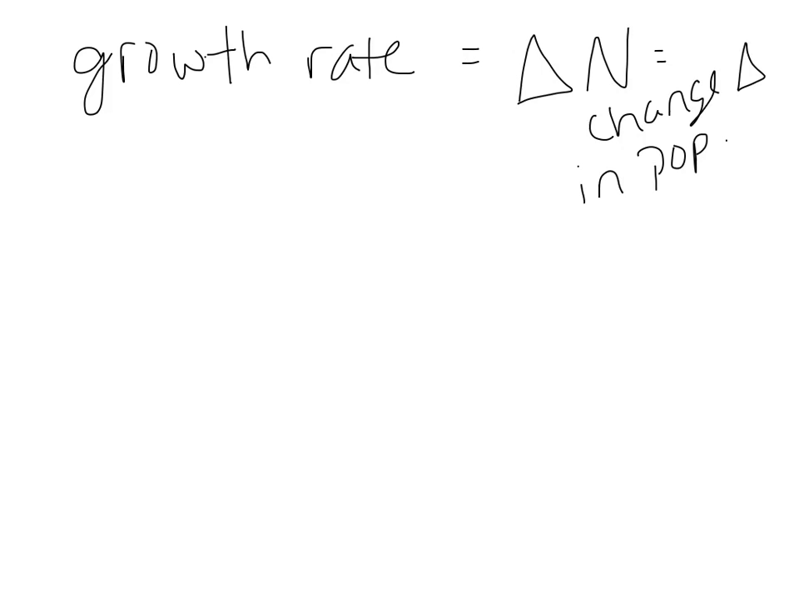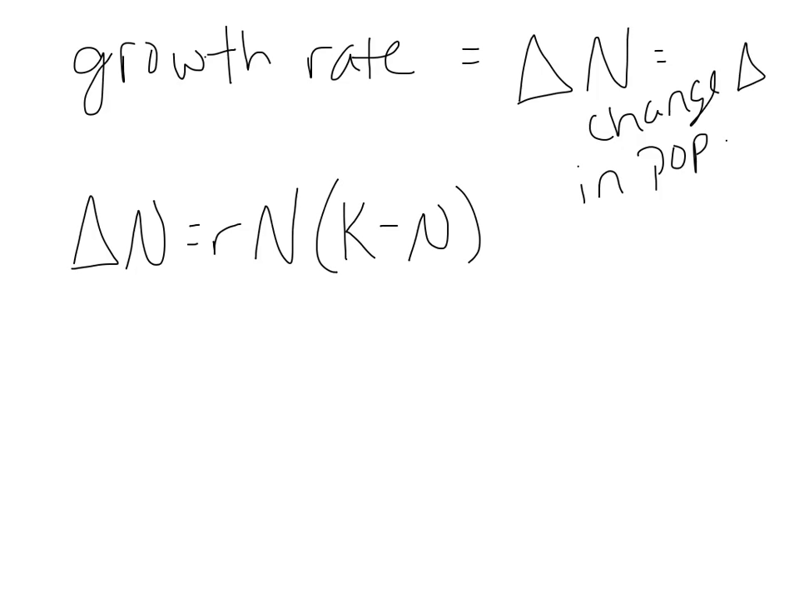And the equation to do this is our change in N is going to equal R times N times K minus N divided by K. Well, that looks super fun. Well, let's kind of talk about what those things are, and you'll realize that this really isn't that big of a deal. Okay, so our R, this is our rate of growth.